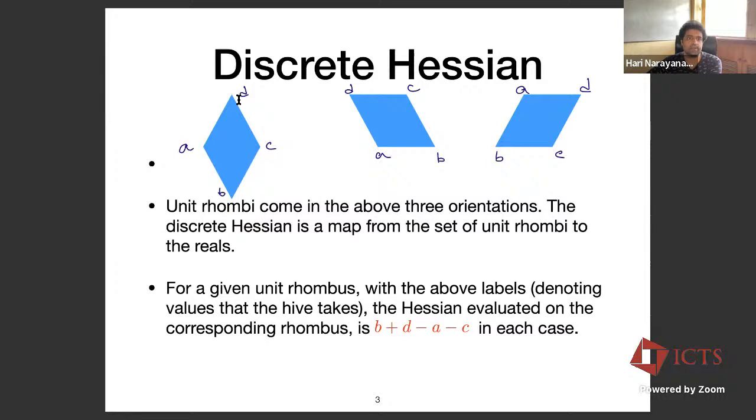The discrete Hessian for us is simply, for any rhombus, a function from the rhombi to the reals, and it is B plus D minus A minus C for a given rhombus. So whether it's in this orientation or this orientation, the only thing is B and D have to be on the long diagonal, and A and C have to be on the short diagonal. So this is called the discrete Hessian for us.